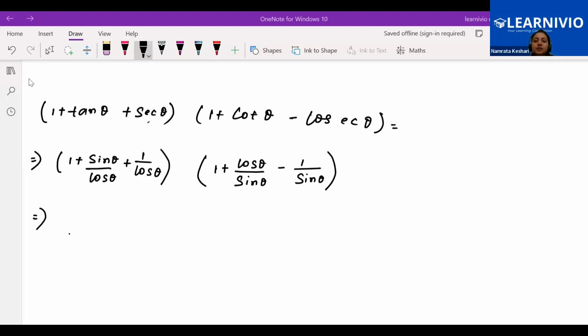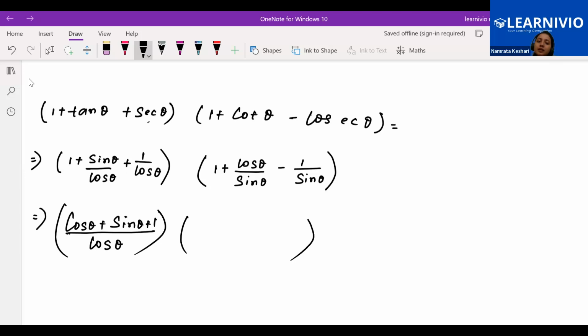Can you hear me now? Is it clear? Yes, ma'am. Okay, what will be the LCM in the first bracket? Cos theta. And what are we going to get in the numerator? Cos theta plus sin theta plus 1. Exactly. And what are we going to get in the second bracket? The LCM will be sin theta, and the numerator is sin theta plus cos theta minus 1.